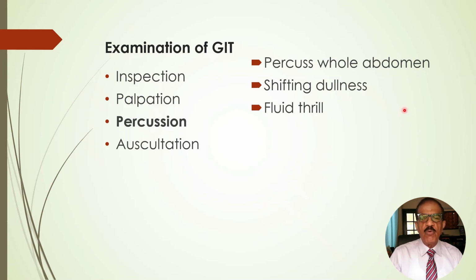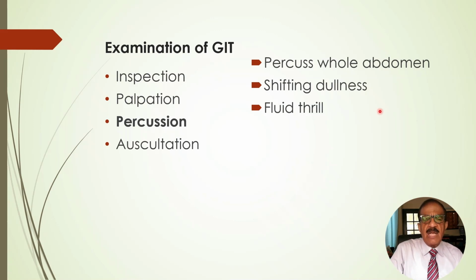Then there's something called fluid thrill. Now with this you put your own hand on one flank and you tap the other side like this. And if there is fluid in the abdomen which is sufficient to fill both paravertebral gutters and is also sufficient to float over the spine, then a wave will be created, and it will go to the other side, and with the other hand you can feel that wave.